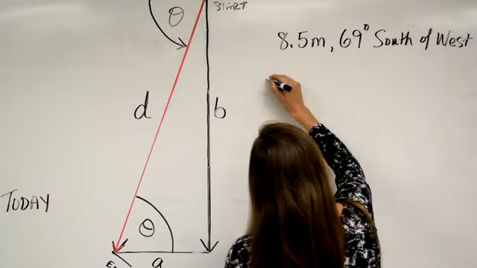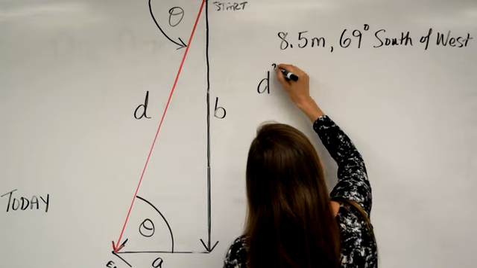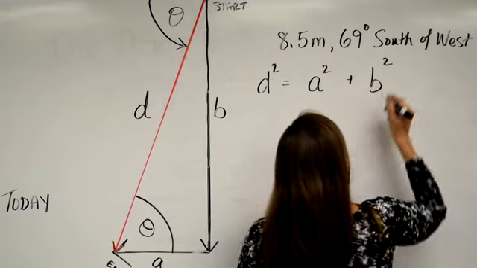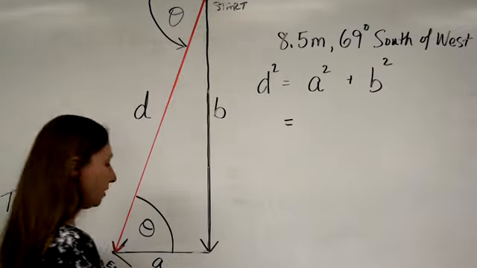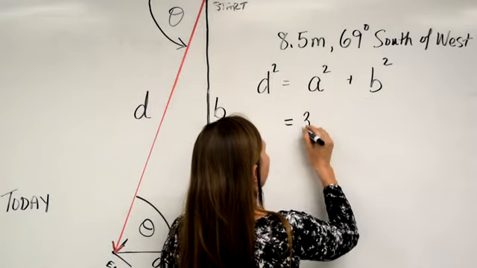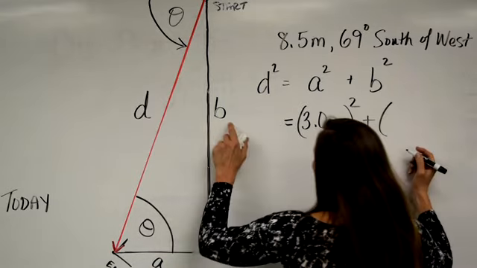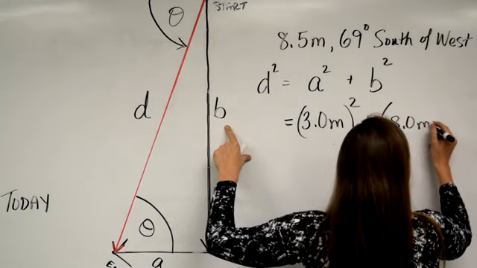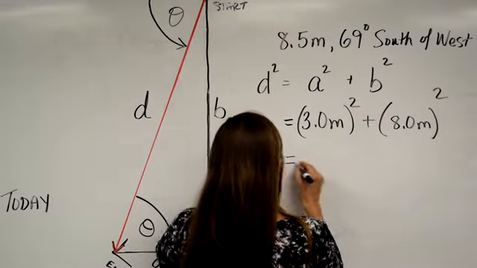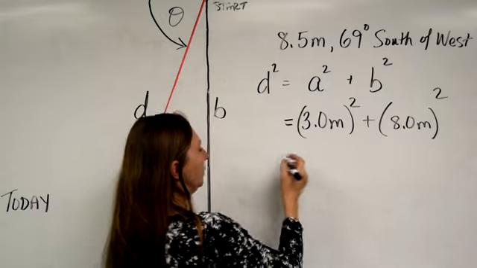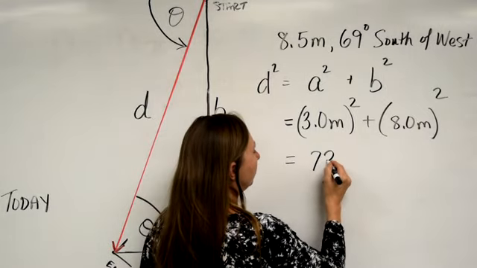Here we go. All right, D squared equals A squared plus B squared. A was 3.0 meters squared. B is 8.0 meters squared. All right, we're getting 9 plus 64. So that's 73.